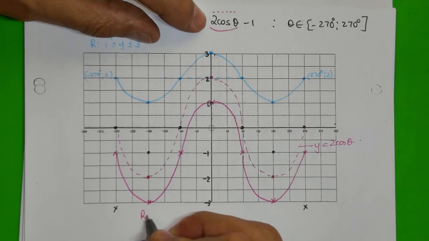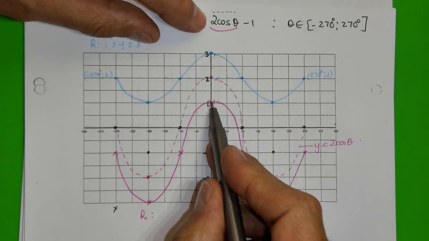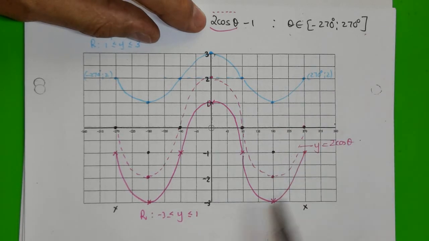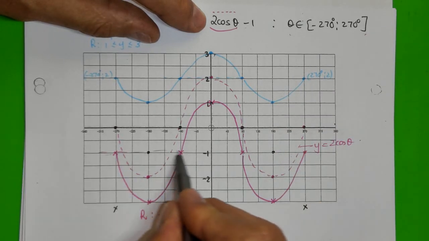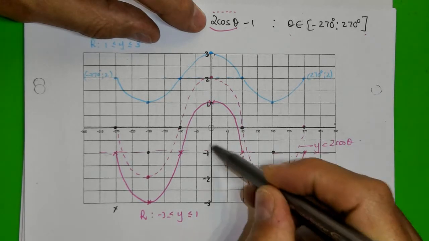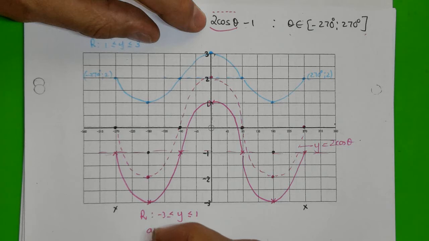The range of the pink graph, smaller than 1, bigger than minus 3. So bigger than or equal to minus 3, smaller than or equal to 1. The domain again is specified. Now remember, the rest line for this curve is there. It's 2 units away from there, so the amplitude for this curve is 2.